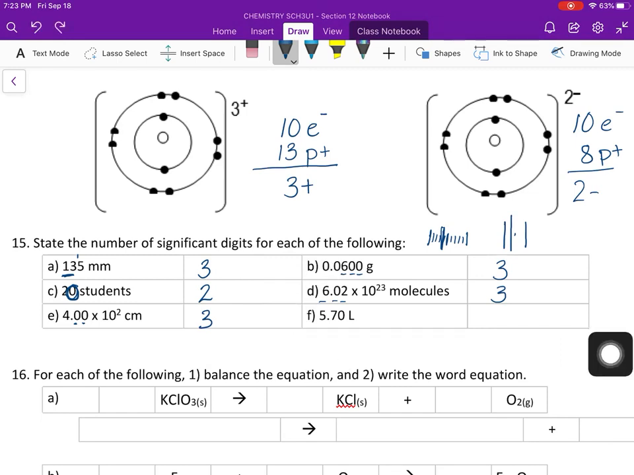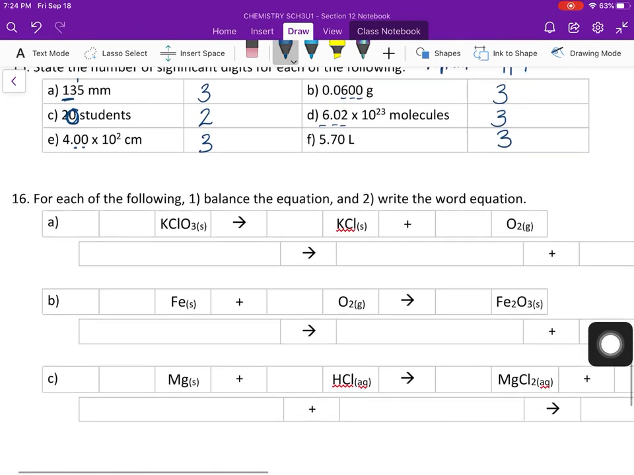So in this last question, 5.70 liters, the 0 comes in the decimal place to the right, and so that's significant. So I have 1, 2, 3 significant digits here.